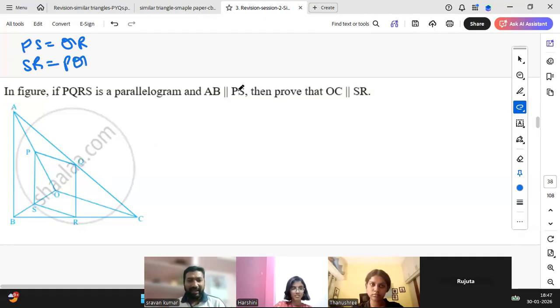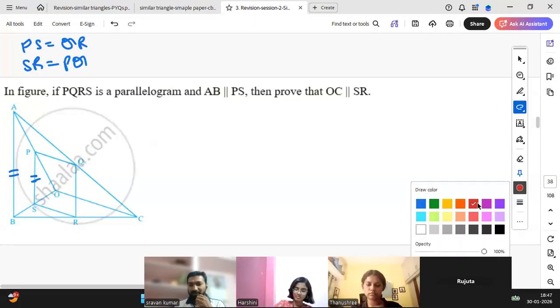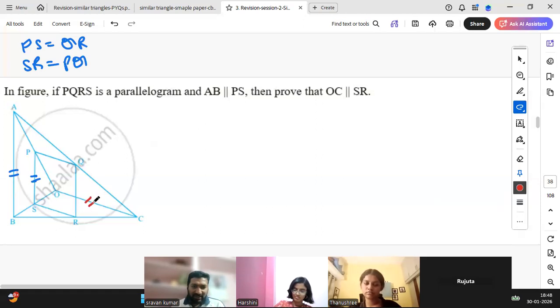Now he's saying AB is parallel to PS. So AB is this one, PS is this one. This is what he said. Now he's asking me to prove OC is parallel to SR. Where is OC? OC is this. SR is this. So student, I need to prove they both are parallel.